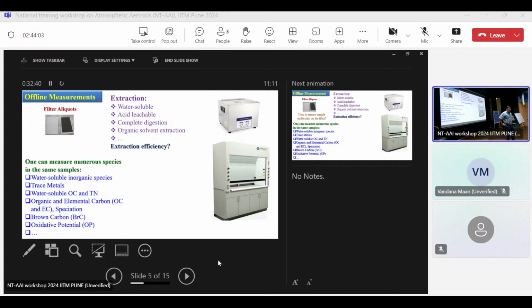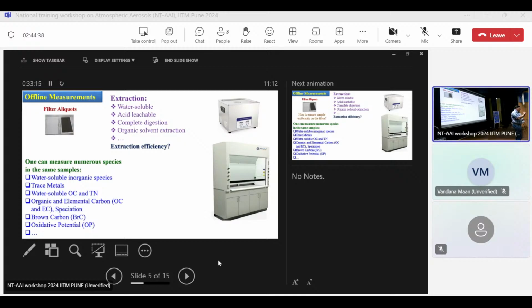Anybody else want to say anything? Okay, I also want to say. My turn. Acid leachable. Say you are interested in certain trace metals like zinc, chromium, cadmium, germanium, from the industry. In aerosol, if you leach with acid, everything will come in that acid, which is very simple. Leaching is simple. When we say complete digestion, now certain elements like aluminum or titanium, they will not be leached.